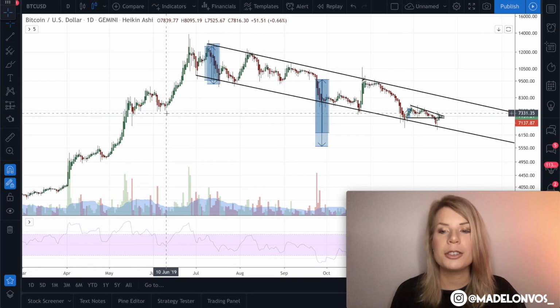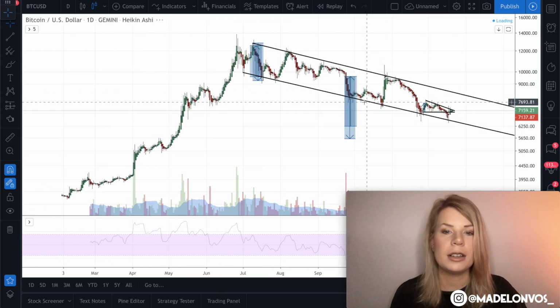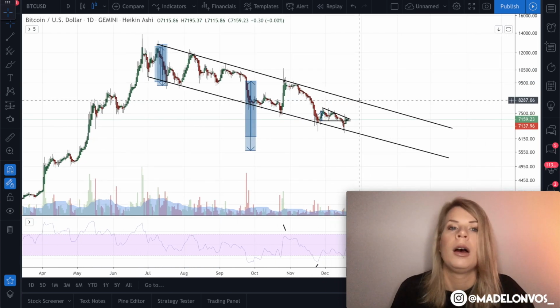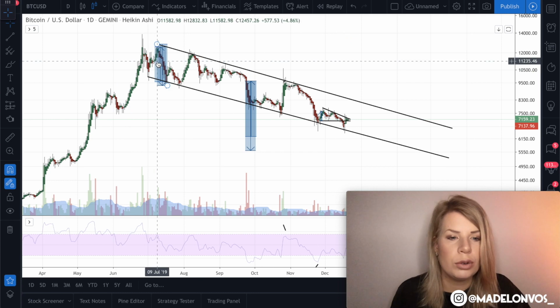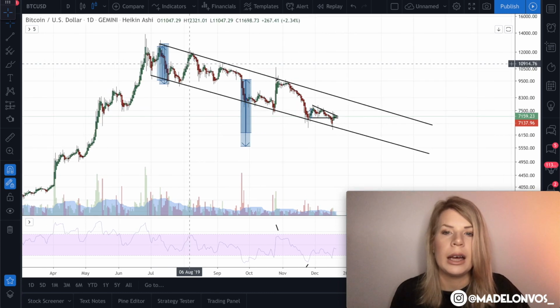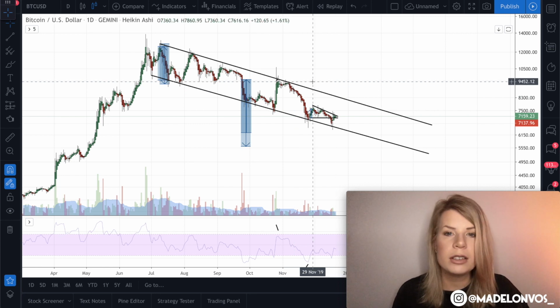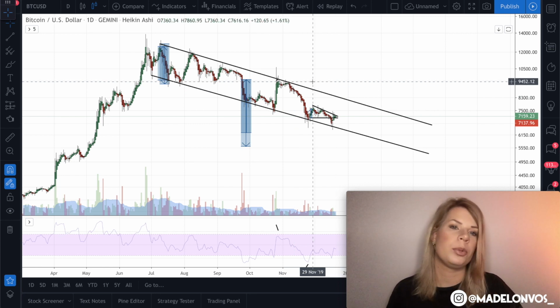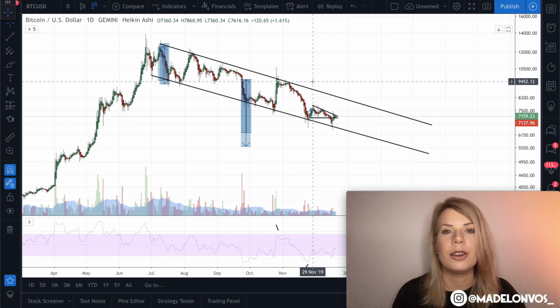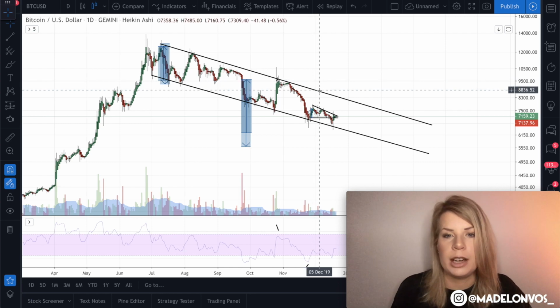As you can see, Bitcoin is now in a downtrend. It has been here for months, since late June or July. And we're just in this downward trend. And as I always say, technical analysis is not a way to predict the future. It's a handle to base your trades on.